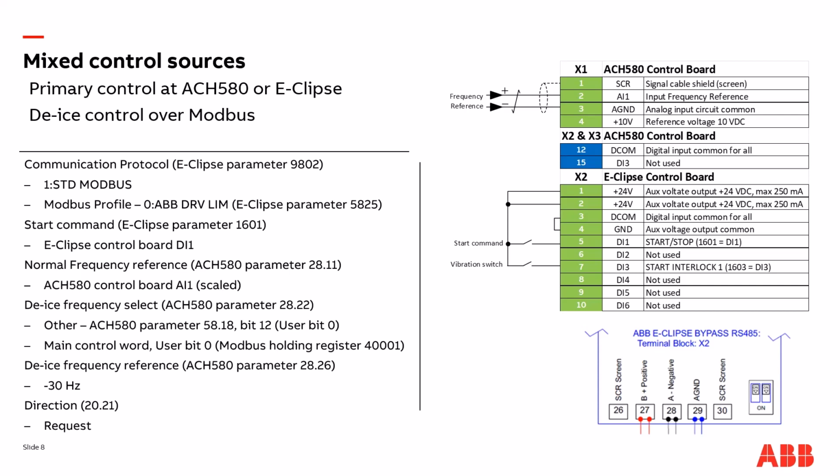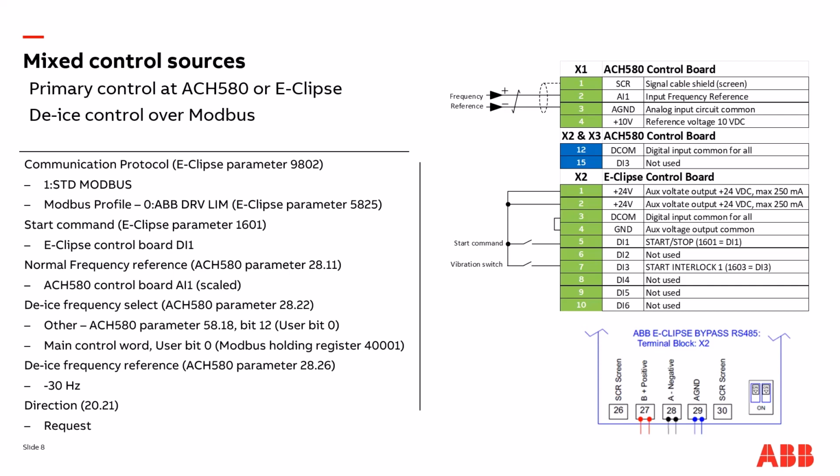The de-ice trigger is still set to be user bit 0, which again is controlled by Modbus holding register 40,001. However, this trigger bit will be picked up at a different ACH580 parameter, in this case, 5818 bit 12. And here I'm going to refer you back to the version of this topic for the standalone ACH580, where there's a detailed discussion of why this bit location is moved from parameter 601 to parameter 5818.